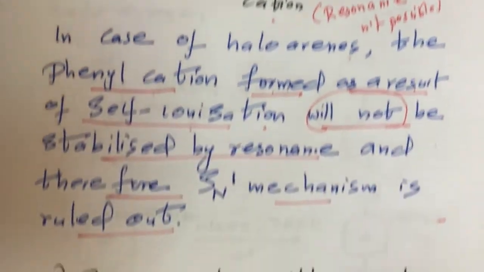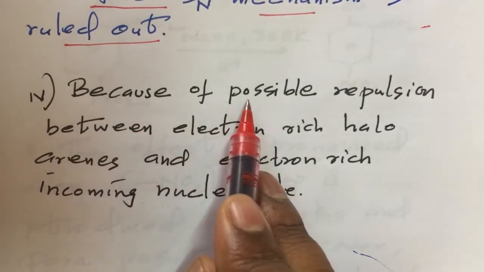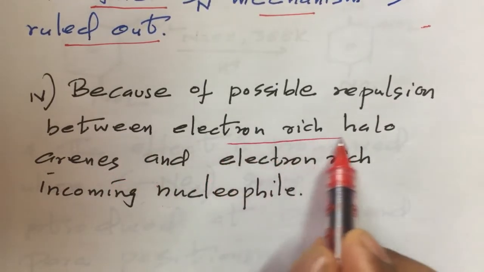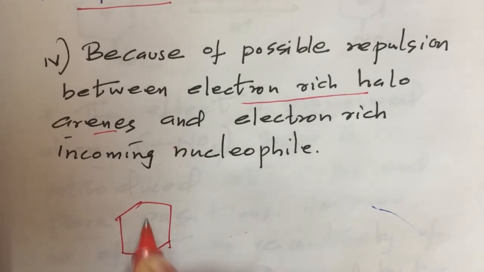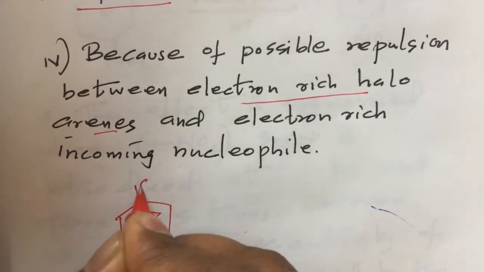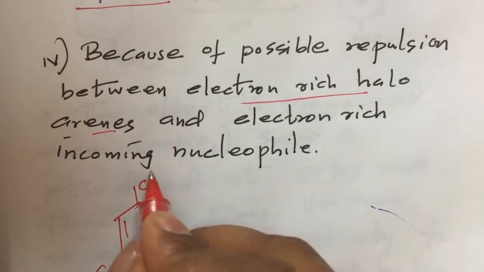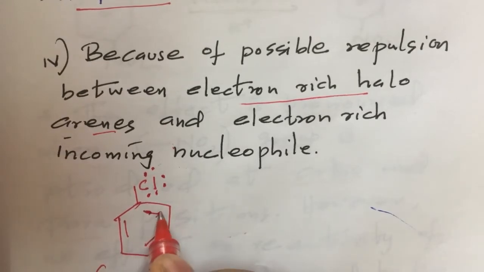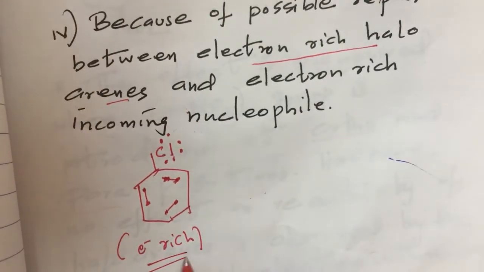And the last and final reason is possible repulsion between electron-rich haloarenes. Listen, chlorobenzene is haloarene, and this compound is electron rich. Why is it electron rich? Due to the presence of 3 pairs of lone pair, then pi electrons, 3 pairs of pi electrons. So all haloarenes are electron rich.